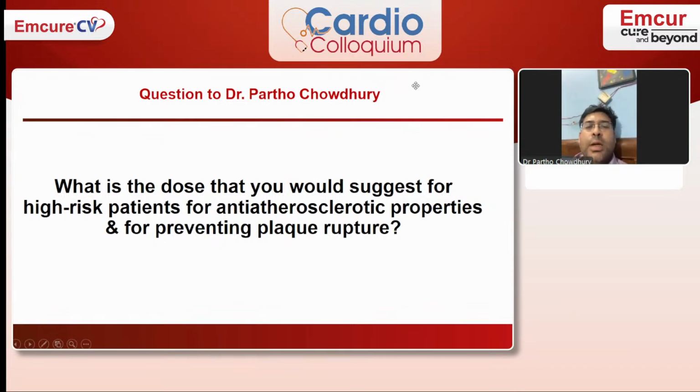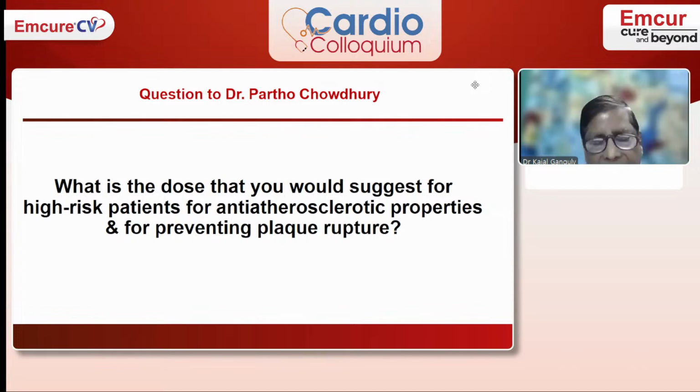Just as you have mentioned, the dose at which an ACE inhibitor has maximum anti-atherosclerotic properties, about 10 mg, in preventing plaque rupture. Obviously, I fully agree. So I asked this question to Dr. Kim Fox when he came to India. He was a principal investigator of, again, that beautiful trial and other trials.